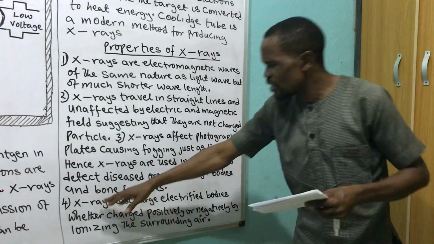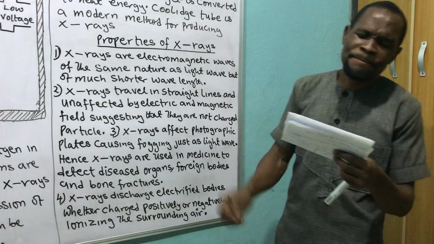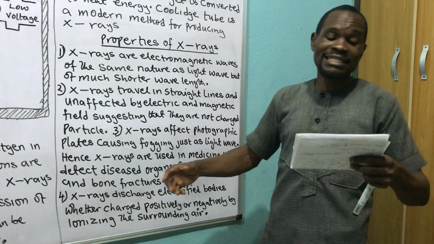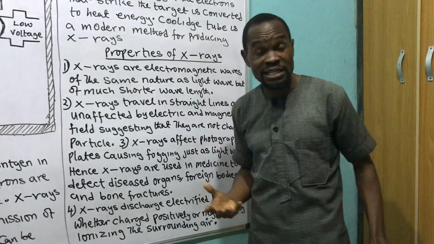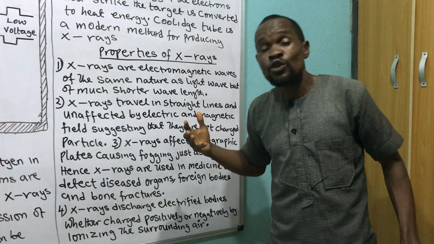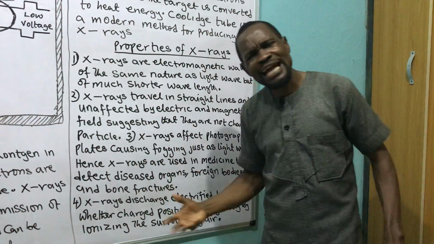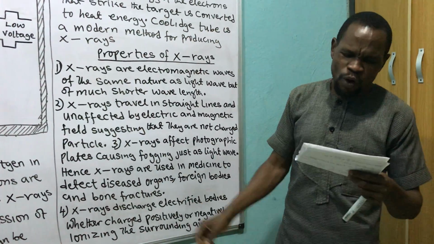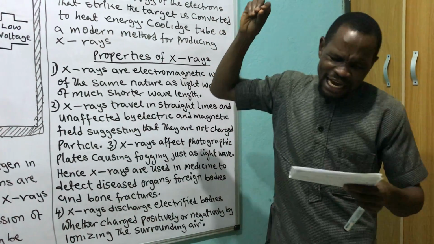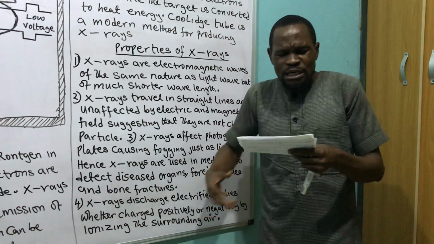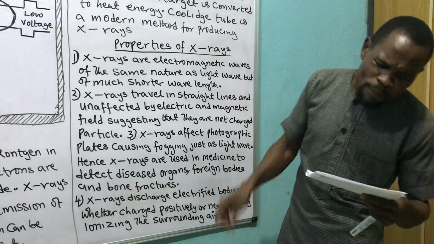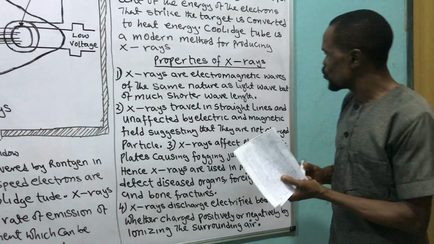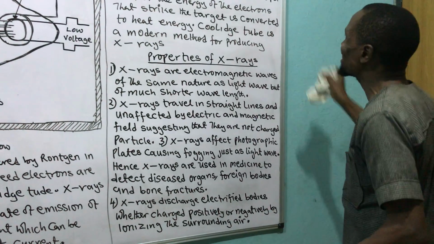Number six, X-rays can be reflected, refracted or diffracted just as light wave. We say X-ray is just like a light wave, so what are the properties of light wave? It can be reflected, diffracted and refracted. These are the properties of a wave, and these properties lead us to Bragg's equation.